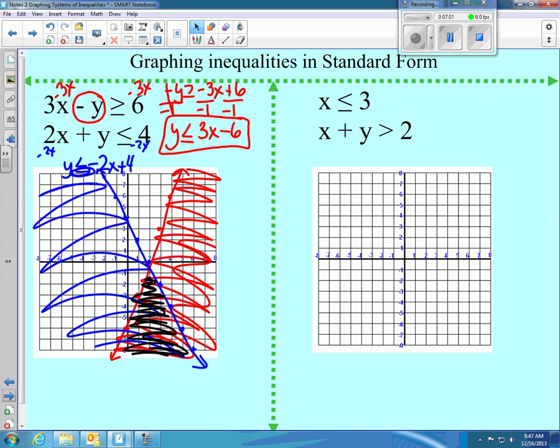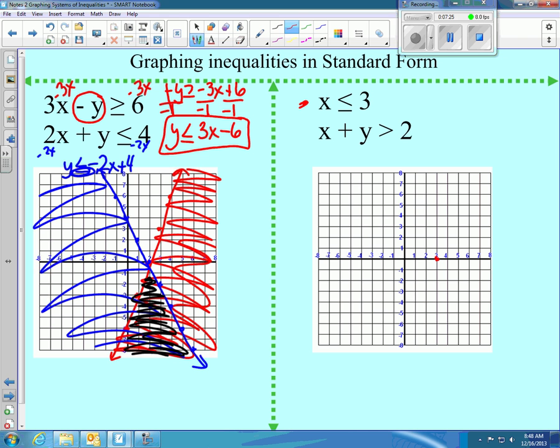Okay, so let's look at number 4 here. That's an interesting first inequality. It says x is less than or equal to 3. Now there's no y in it, so that means we're never going to cross the y-axis. So I'm going to graph this in red. I have an x. Here's my 3 on the x, and it's never going to cross.